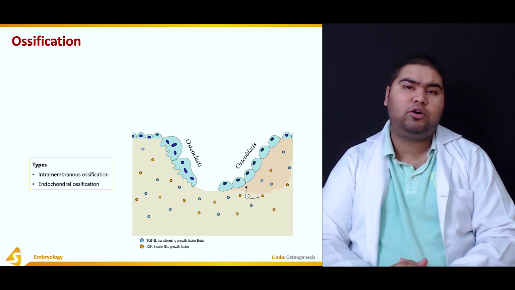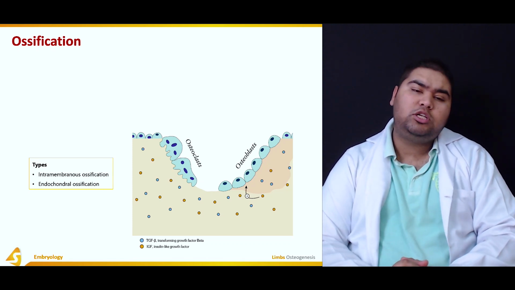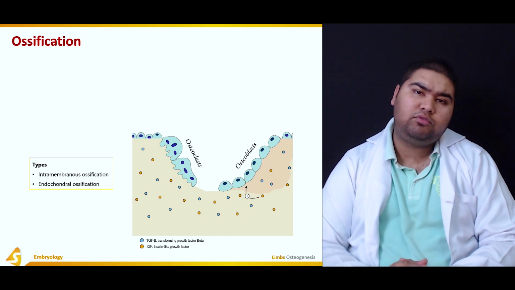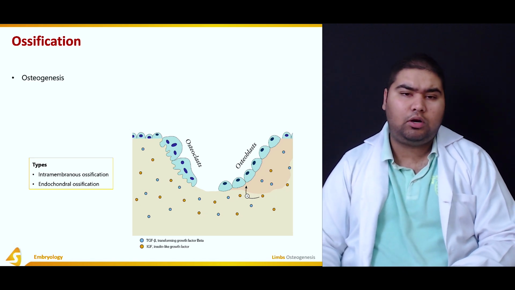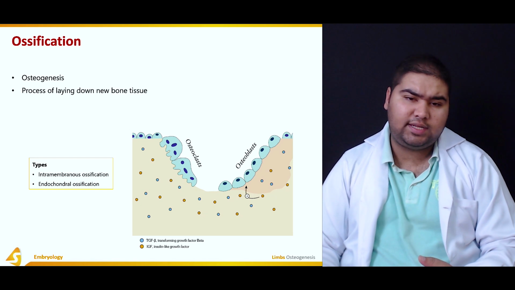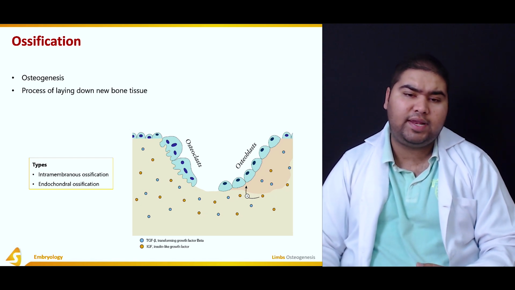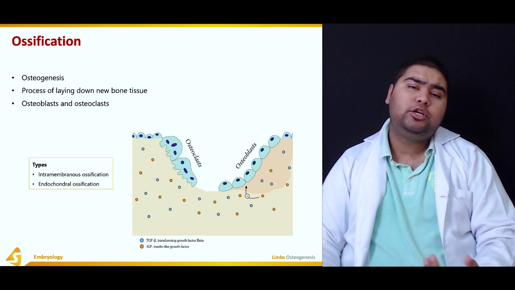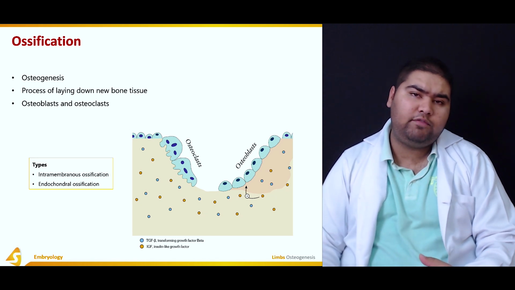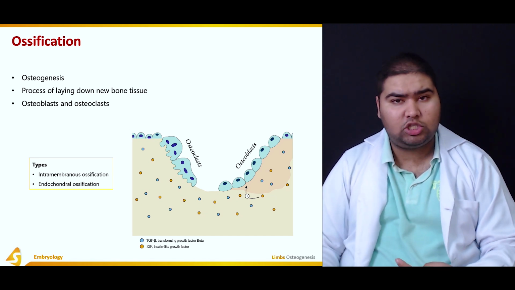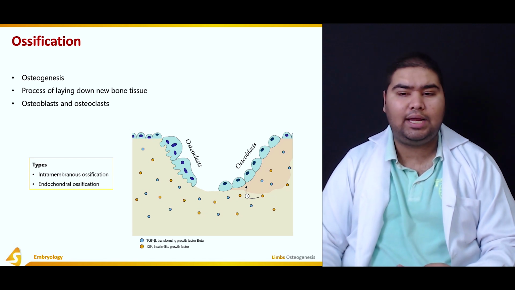So what is the process of ossification? Ossification is the process of laying down of bone. So ossification is the process of osteogenesis, which is also known as the process of laying down of new bone. Two types of cells are involved in this process, the osteoblasts and the osteoclasts.